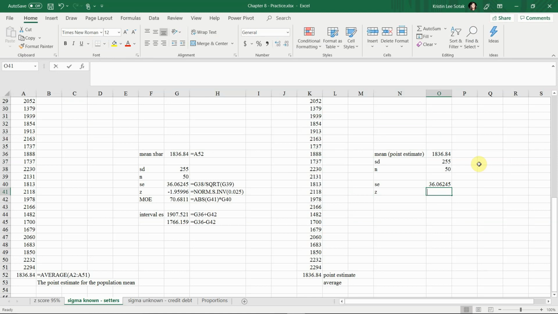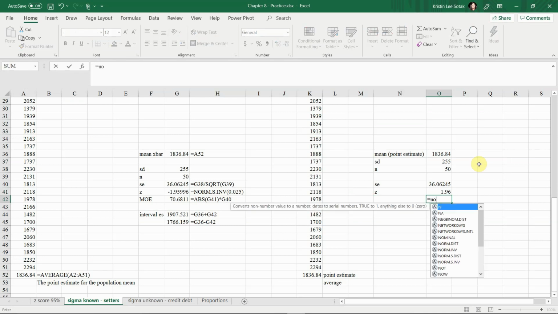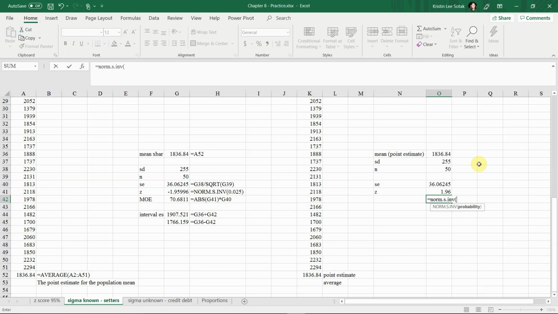You could just say, okay, well, I looked it up in the table that Kristen gave us, so I know it's 1.96. The other thing that you could do is use the formula that we learned about in previous chapters. So NORM, because it's a normal distribution, .S.INV, and we want the probability. What probability do we want? We want that alpha value, 0.025.